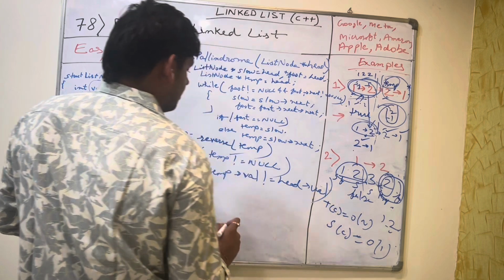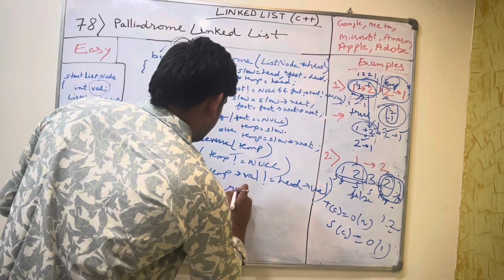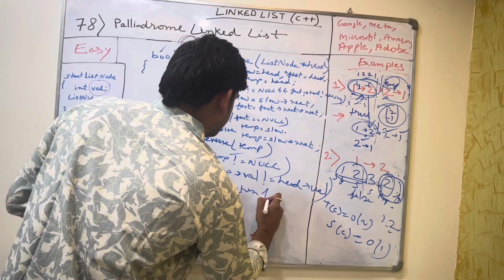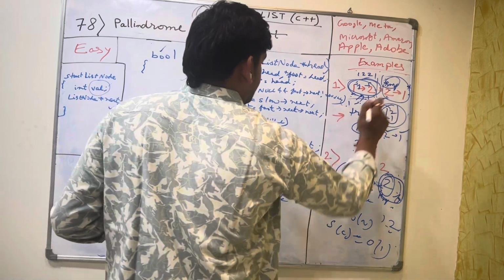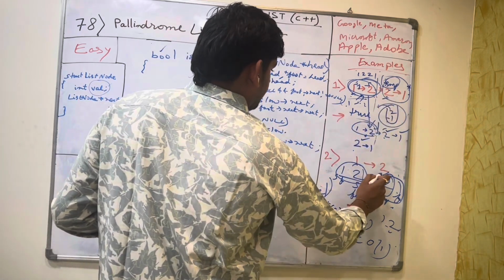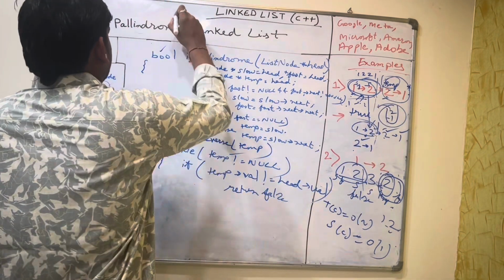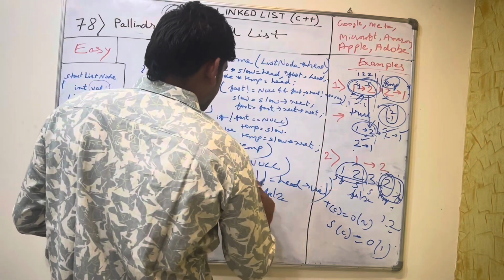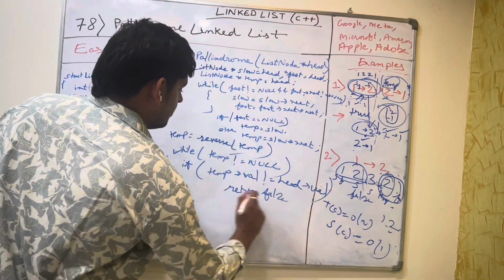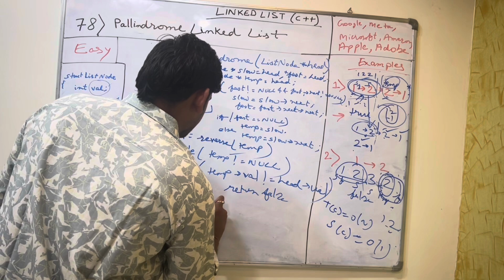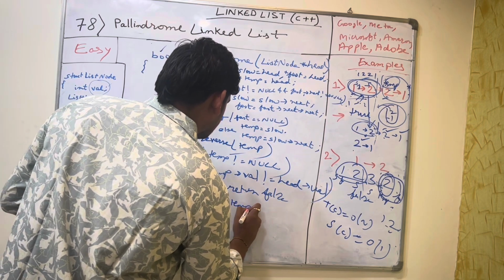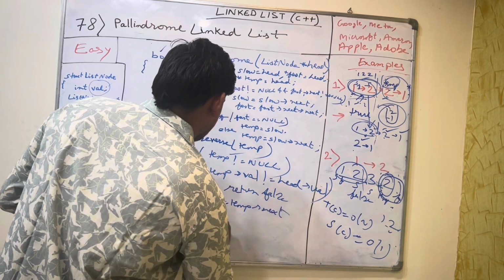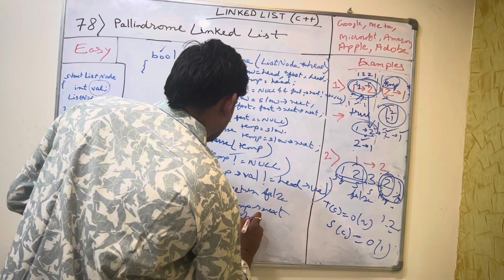If temp value is not equal to head value, then we will return false. After reversing, they are not matching. Okay, for example, this one, or we can take another example. We'll discuss. If temp value is not equal to head value, we will return false. Otherwise, we will make temp equal to temp next and head equal to head next.